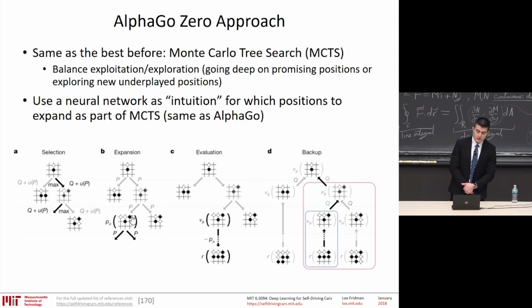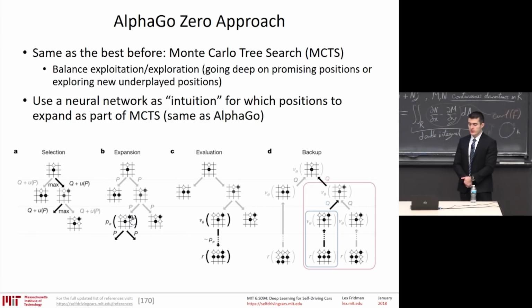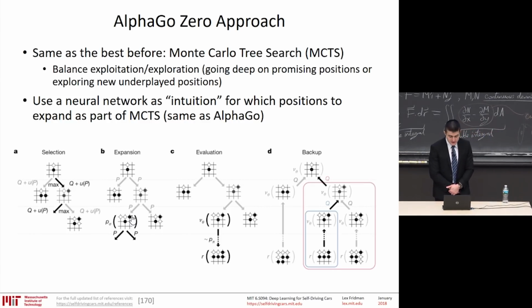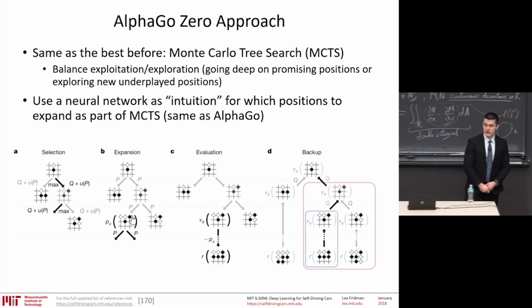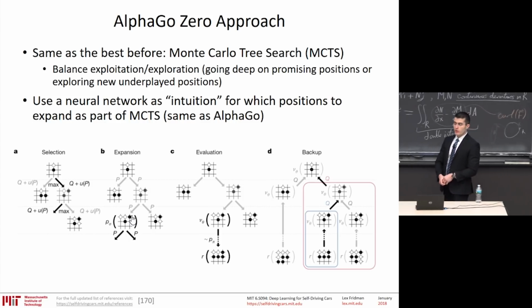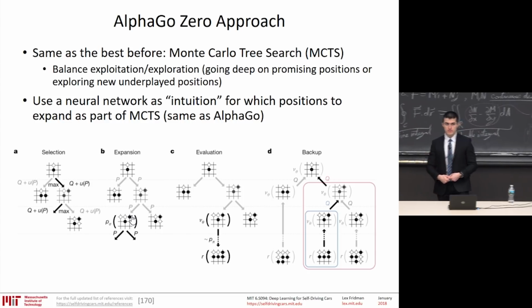That's been used by the most successful Go playing engines before and AlphaGo since. But you might be able to guess what's the difference with AlphaGo versus the previous approaches. They use the neural network as the intuition, quote unquote, for what are the good states, what are the good next board positions to explore.